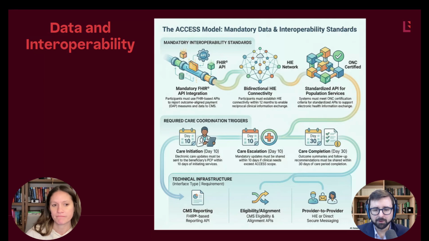So this infographic at the bottom has some good discussion of what are some required technical infrastructure capabilities that you want to have. You want to be able to build the ability to report to CMS, to assess beneficiary eligibility in alignment with the relevant clinical tracks, and have provider to provider communications. These are kind of the basic blocking and tackling that you'll need to have as an active ACCESS participant from a data and interoperability standpoint.